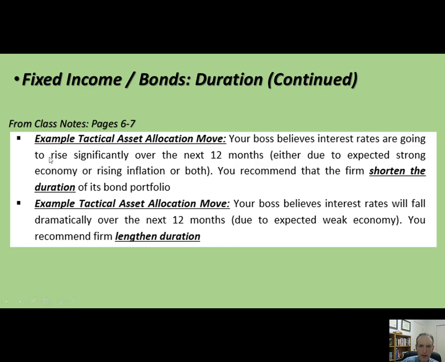So very important page. This will help you a lot in getting the answer on question 1 of the exam, but also especially question 2 where we talk about tactical allocation. What is your boss telling you? Are rates rising or falling? If they're rising, you want to shorten duration. If they're falling, you want to raise duration.